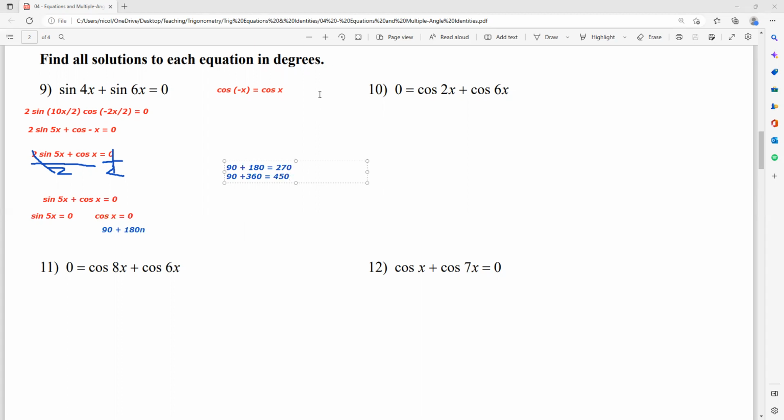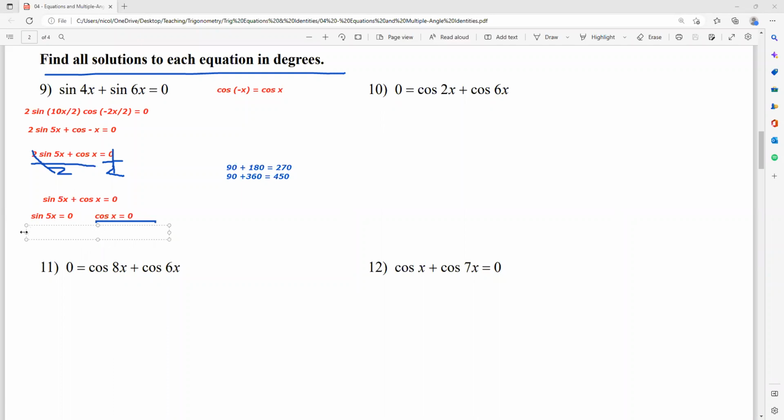You can plug in a 1 there, 2, 3, 4, 5. It can go on infinitely because here there's no interval. They said find all solutions. So you would write your answer like this. This is the answer for every single solution that we could get. They're not going to have you list them out because that would take forever. So just write it that way.